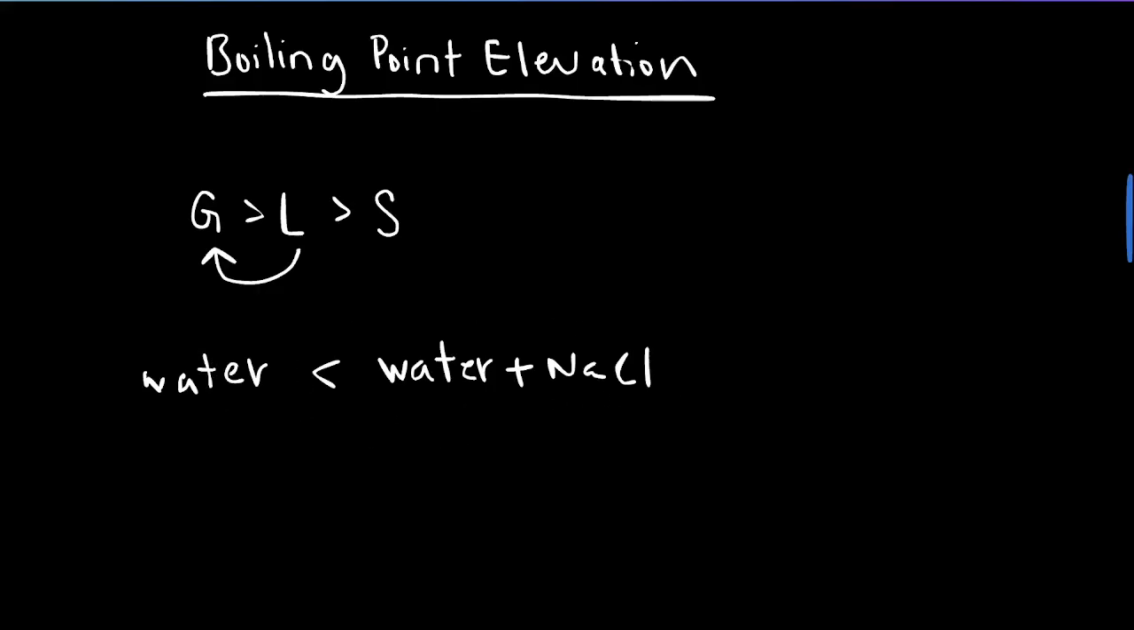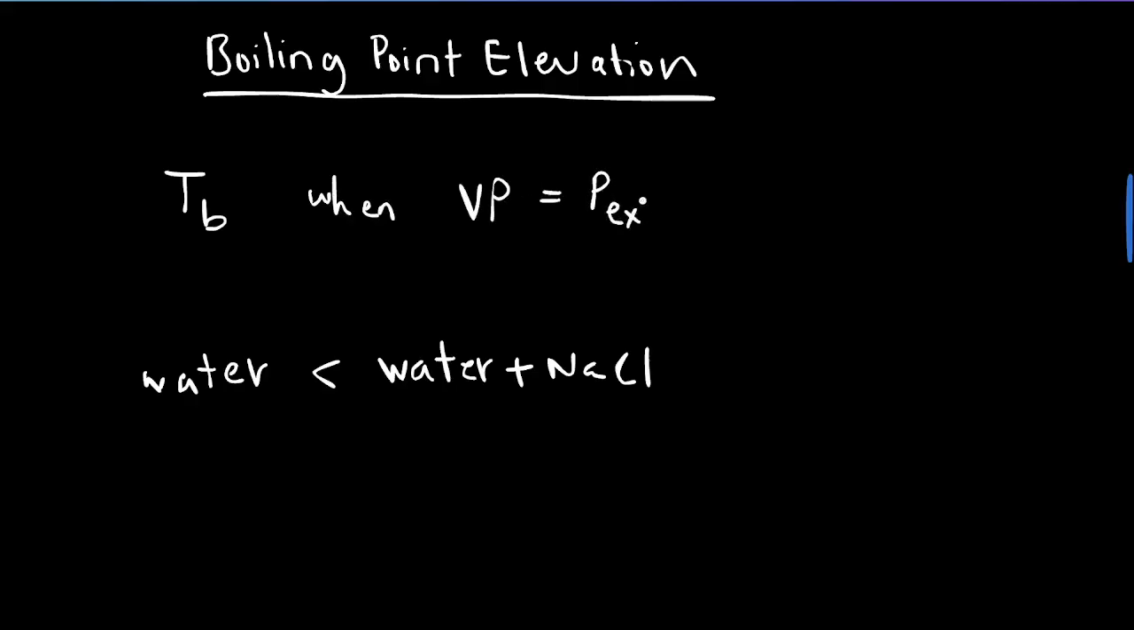But what does that have to do with boiling point elevation, you may ask? Well, if we remember the fact that the boiling point, if we call it T sub B, of a liquid is the temperature at which its vapor pressure equals the external pressure. So this boiling point is going to be the point when the vapor pressure is going to be equal to the external pressure. It's at this point that your liquid is going to start to boil.